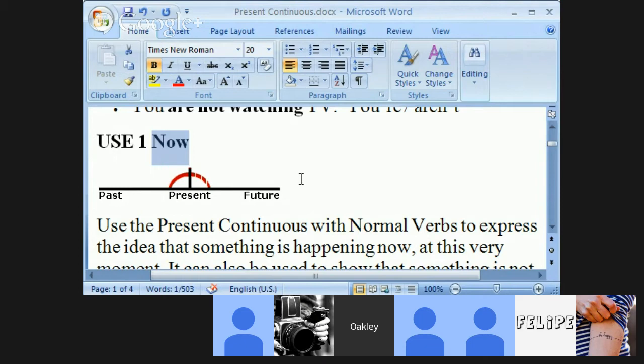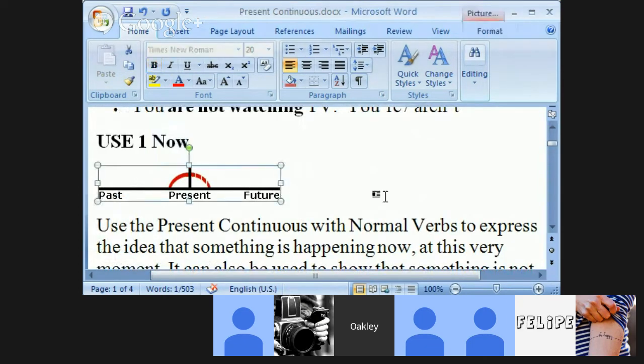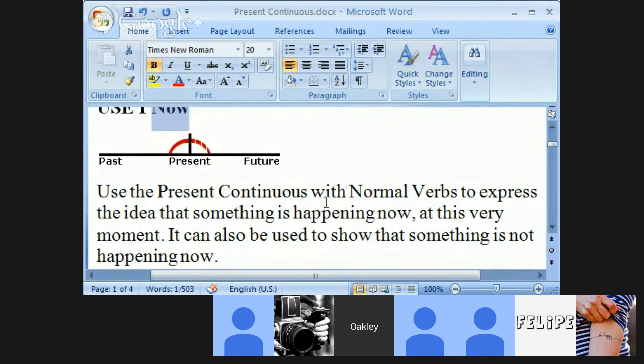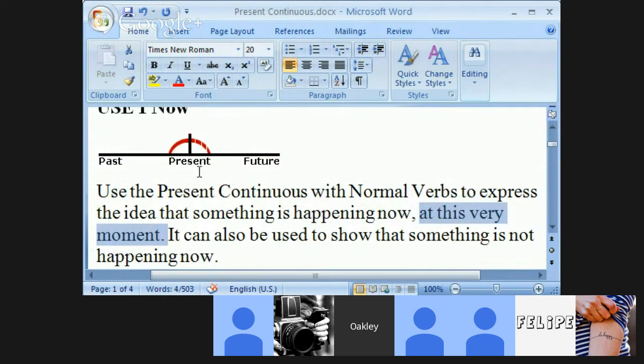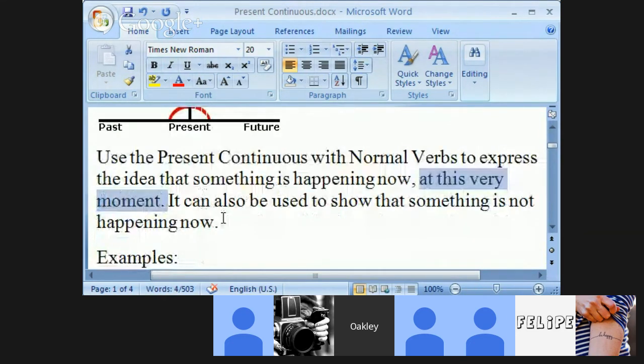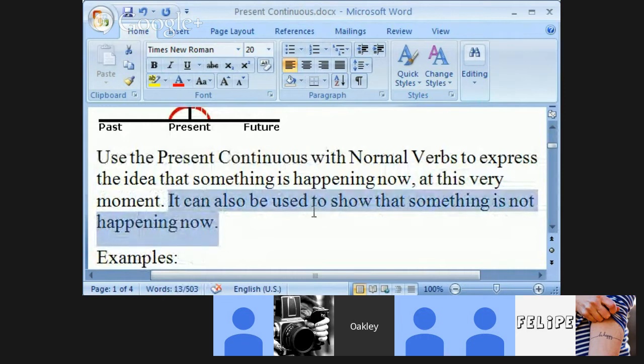Okay, now we're going to look at the uses of the present continuous and practice them. As illustrated by this diagram, we're talking about now. We use it to talk about now. Something is happening right now, at this very moment. In this usage, we're talking about this exact moment. I am teaching the class right now. You are listening to me right now. So I use the present continuous.